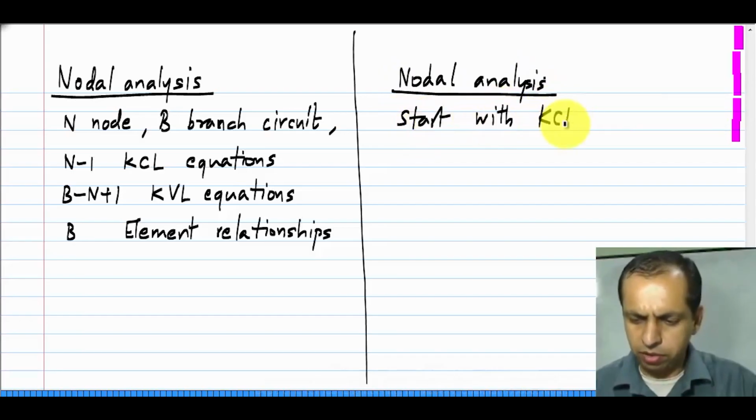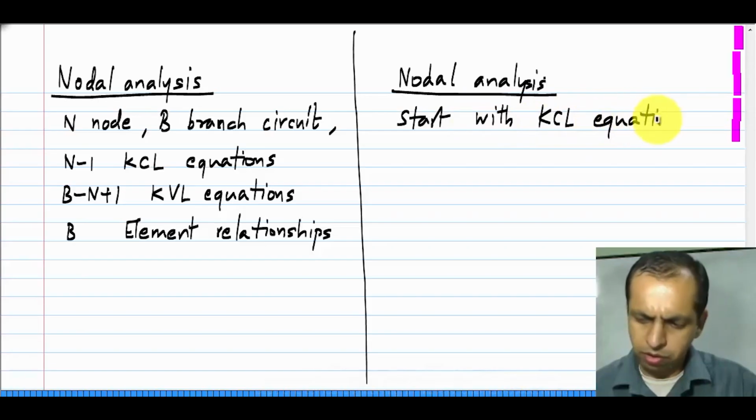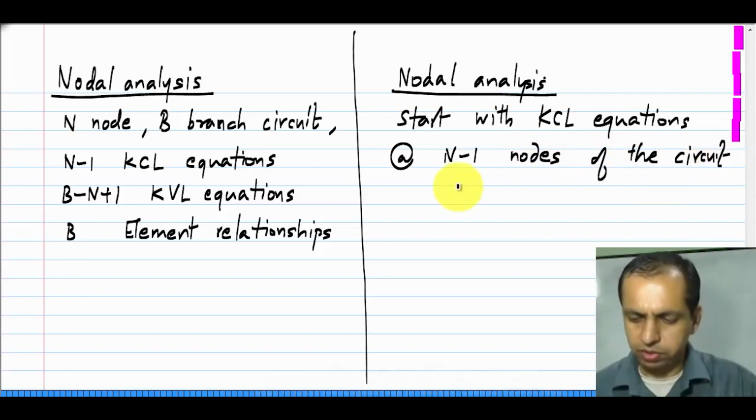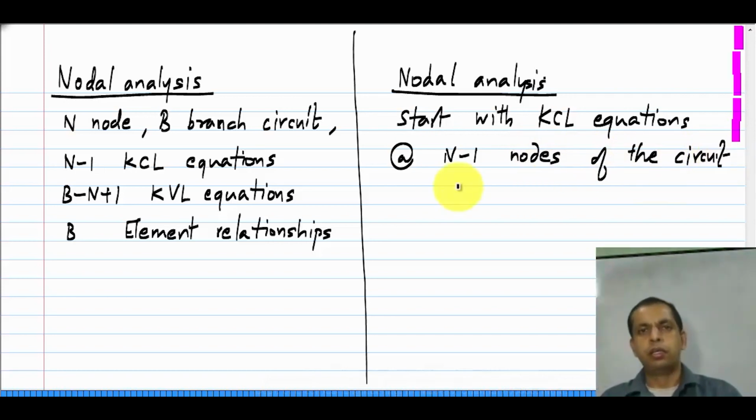So, you start with KCL equations at n minus 1 nodes of the circuit. Now, it turns out that this is the more difficult part, and after this, from the solution of this, you can calculate everything. And within this, you will be implicitly using Kirchhoff's voltage law as well. So, this is the significant part, and from this to get all the branch voltages and currents, it turns out to be quite easy.